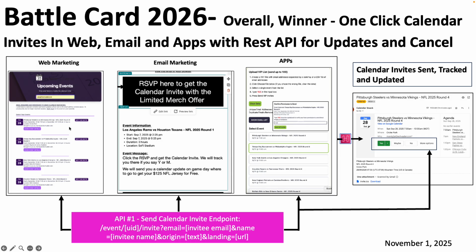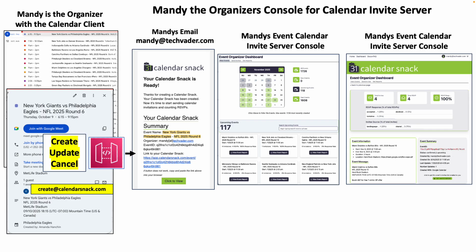But each of these areas here represent an ability to take our tech and insert it into one of those 3 modalities. In the end, what happens is a calendar invite is sent and tracked out of these 3: web, marketing email, and apps. And over here, this is a visualization of our APIs working at a surface layer across these technologies to send calendar invites that are tracked. So that said, how do we get data into the Calendar Invite server?